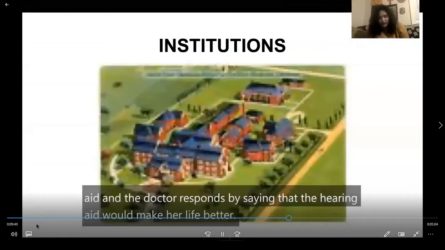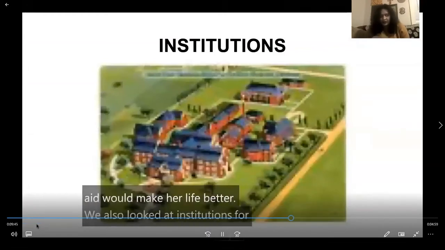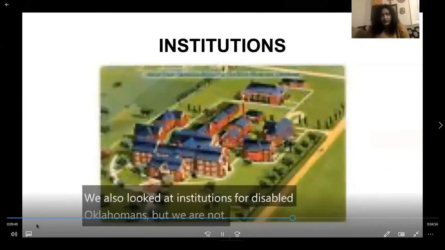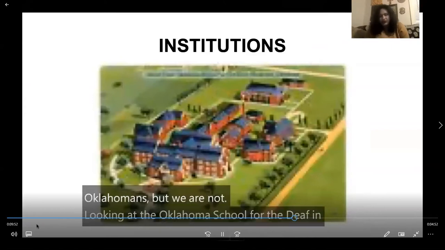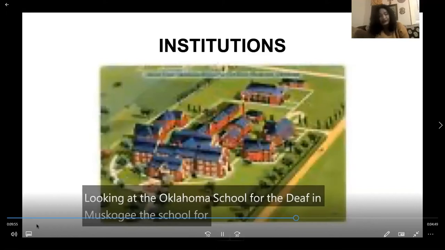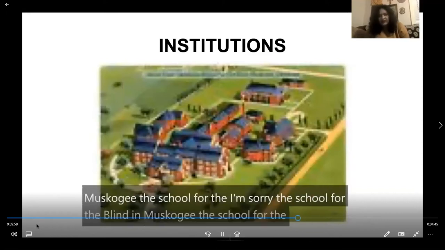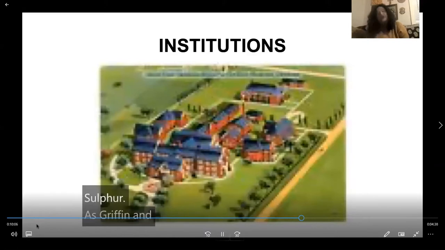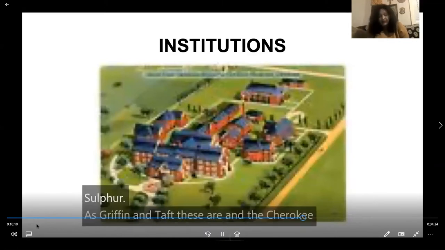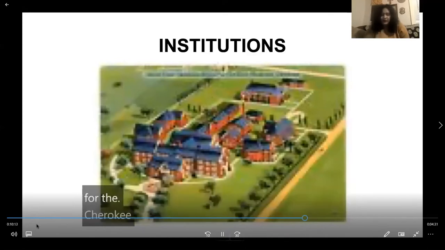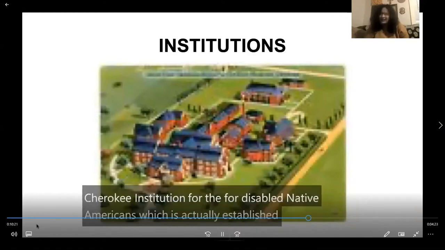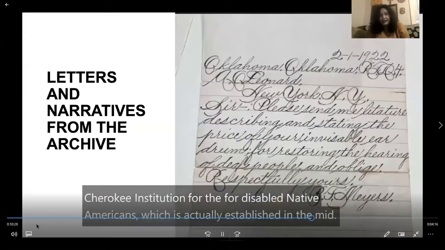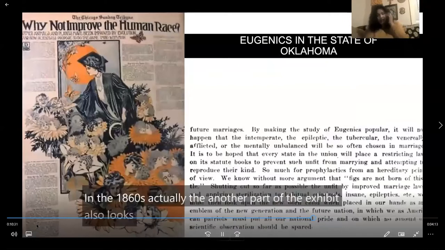We also looked at institutions for disabled Oklahomans: the Oklahoma School for the Deaf in Muskogee, the School for the Blind in Muskogee, the School for the Deaf in Sulphur, as well as Griffin and Taft. And the Cherokee institution for disabled Native Americans, which was actually established in the 1860s. Another part of the exhibit also looks at eugenics in the state of Oklahoma.